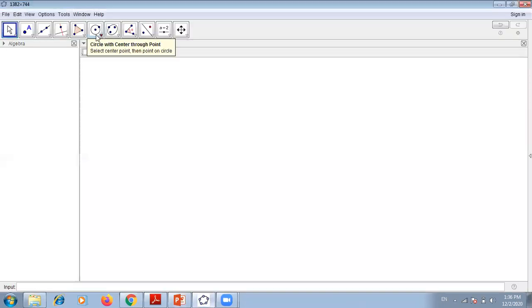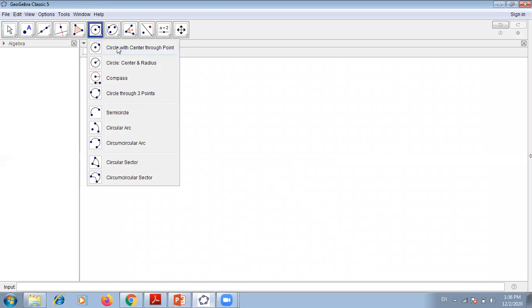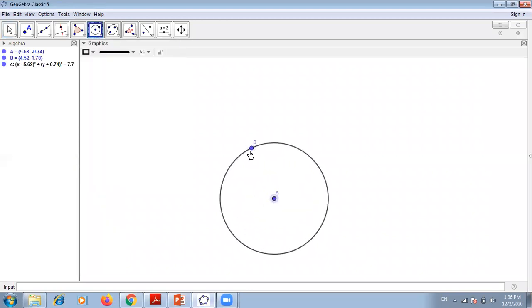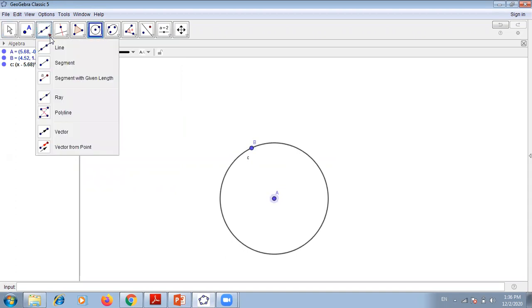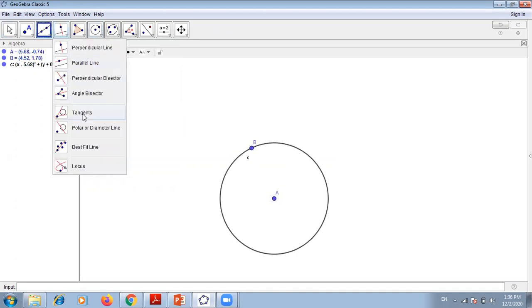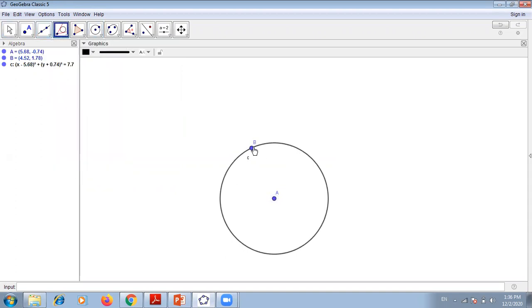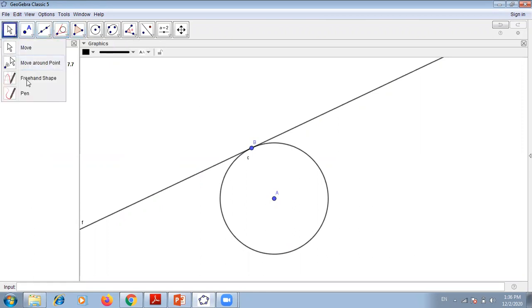So for this, I draw a circle, and then I draw a tangent through this point to the circle. So basically, a tangent is a line that touches a circle on one single point. Just touches a circle at one single point. That is called a tangent to a circle.